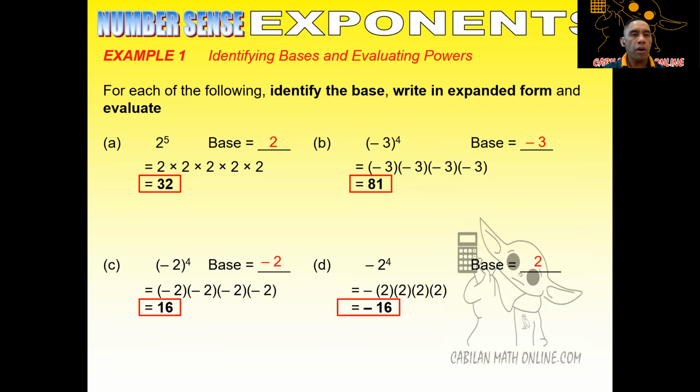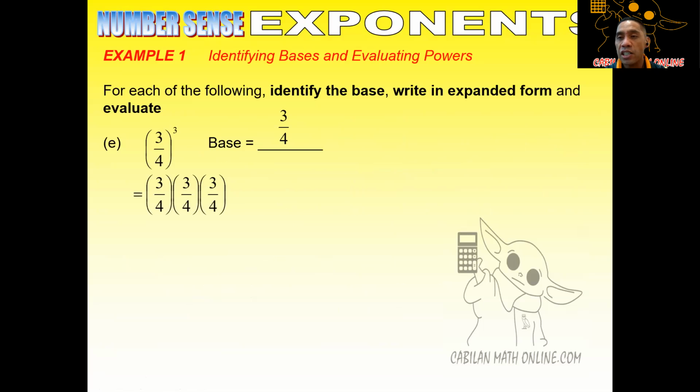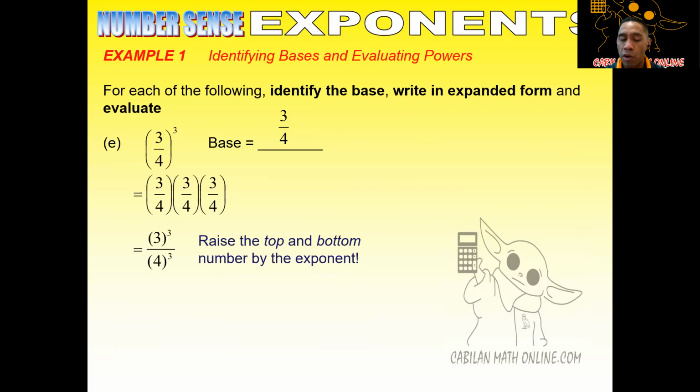So in this case, we were given a power and we had to expand it and then evaluate it. For the next example, the last example, we have a fraction. So the base here again is the fraction itself, 3/4. When we expand it, we have to write the fraction 3/4 three times. And when we actually evaluate it, don't forget the way you do this is to take the top number, the numerator, and raise it to that exponent, which in this case is 3. You take the 4 and raise it to exponent 3 as well, which gives me 27/64. All right, that's pretty much it.